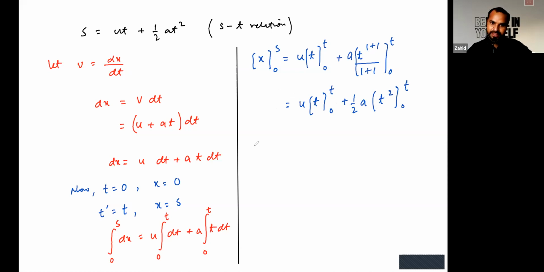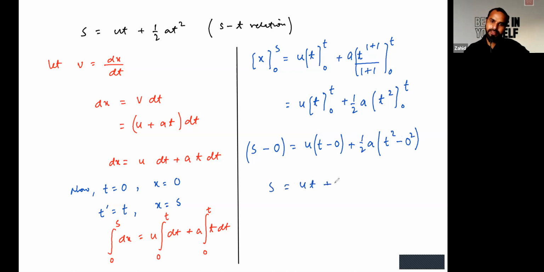So the upper limit of x is s, the lower limit of x is 0, the upper limit of t is t and the lower limit is 0, plus half a times the upper limit of t square minus 0 square. So we are left with s is equals to ut plus half a t square.